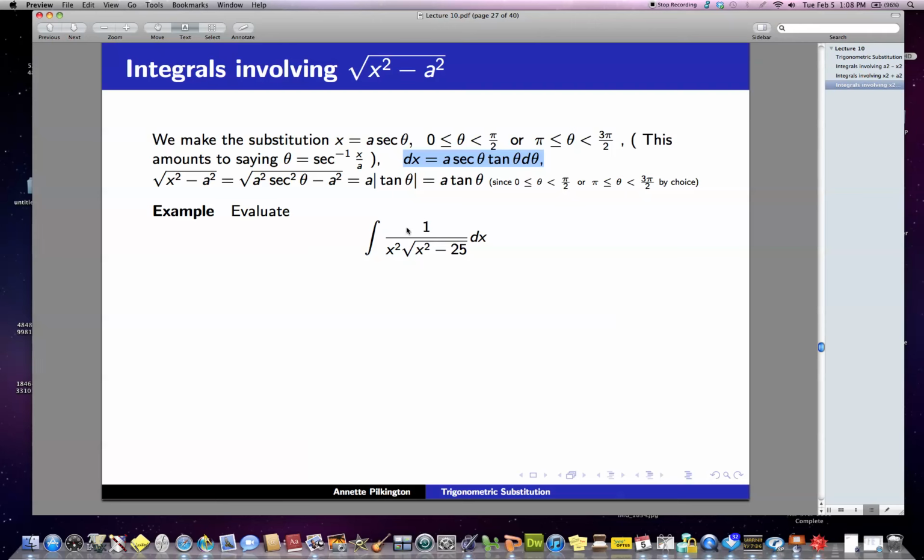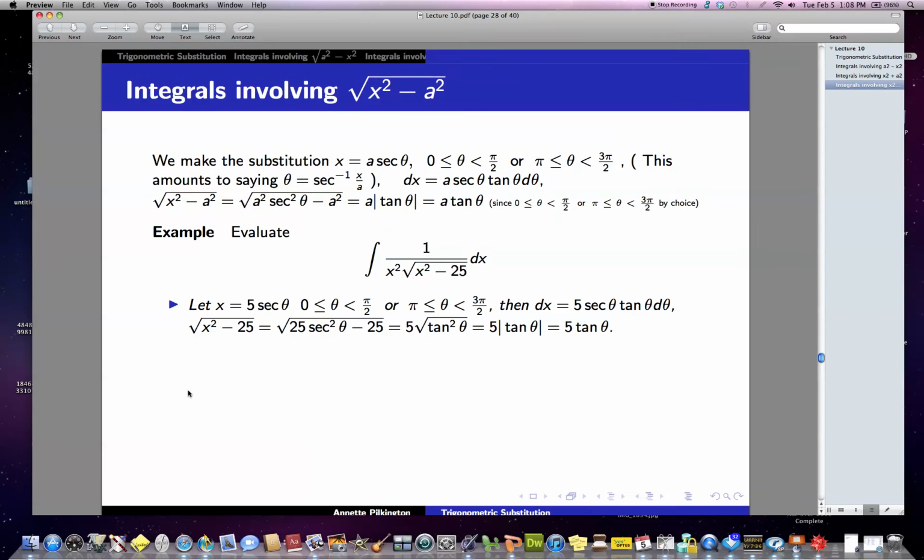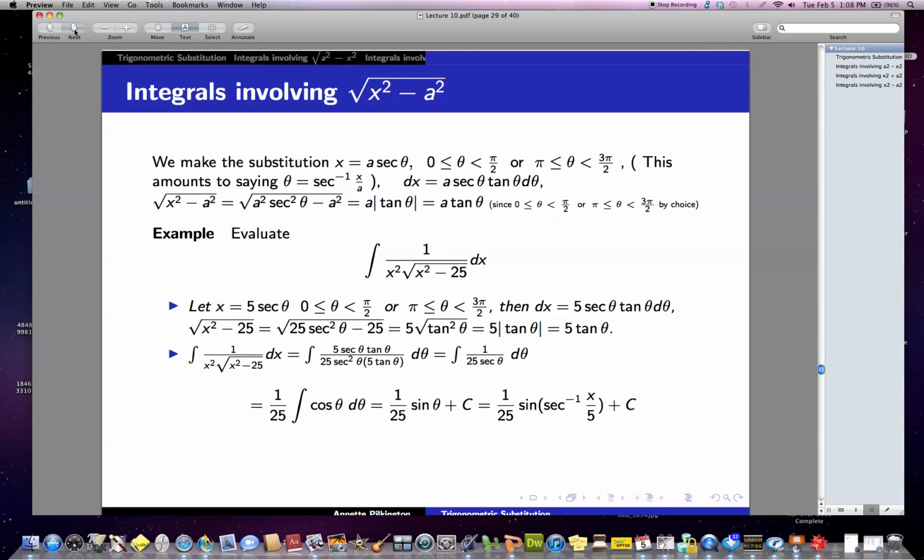Suppose I have the integral of 1 over x squared times the square root of x squared minus 25. Here the a is 5, so I'll let x equal 5 times secant of theta. Dx is 5 times secant theta, tangent theta d theta. And then the square root of x squared minus 25 becomes 5 times the square root of tangent squared theta, which is just 5 times tangent of theta because of how the angle was chosen.